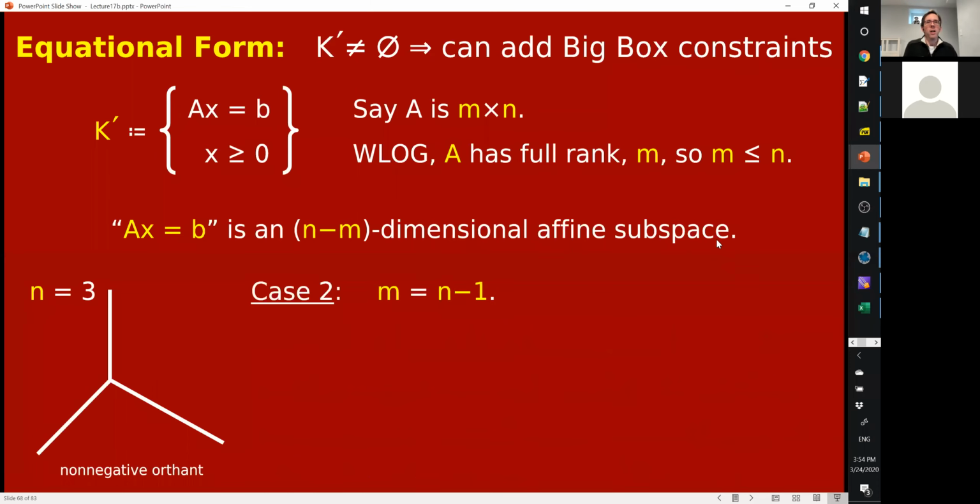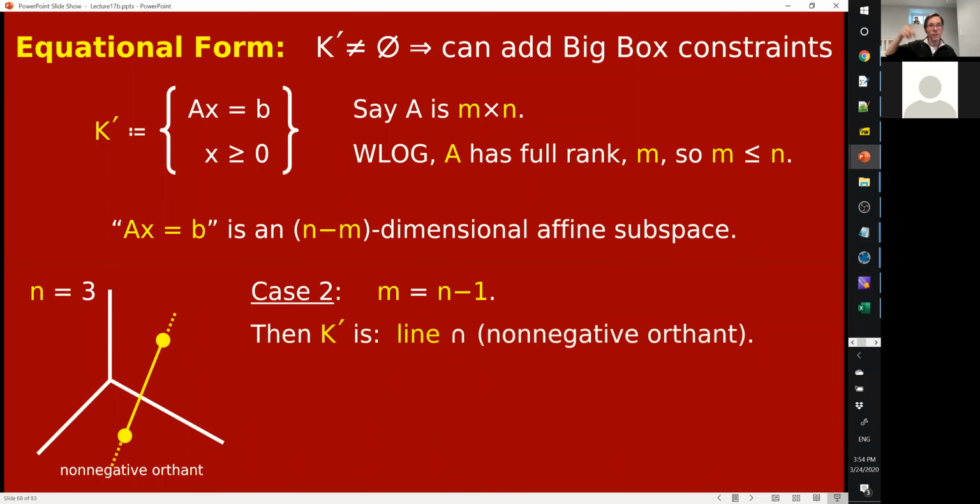Okay, so case 2, what if m is n minus 1? Well, in that case, you have n minus 1 equations and n unknowns. The solution to that is a line, like an infinite line. And then K prime is like the intersection of this infinite line with the non-negative orthant, which the line might or might not pass through. That's the question of whether K prime is satisfiable or not. It has a solution or not.